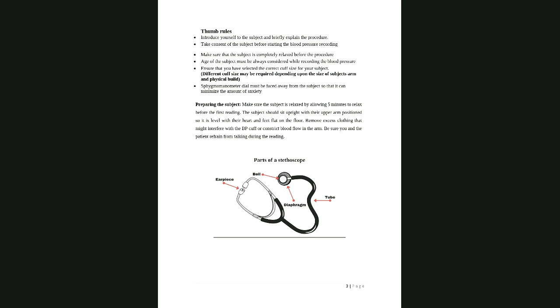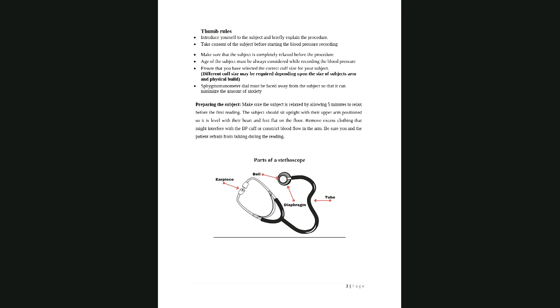So that recording particular area should be exposed, because if you have a tight sweater or something like that, then the blood pressure which is recorded may not be clear. So that consent has to be taken. Then you have to make sure that appropriate cuff size is being used. That has to be used.